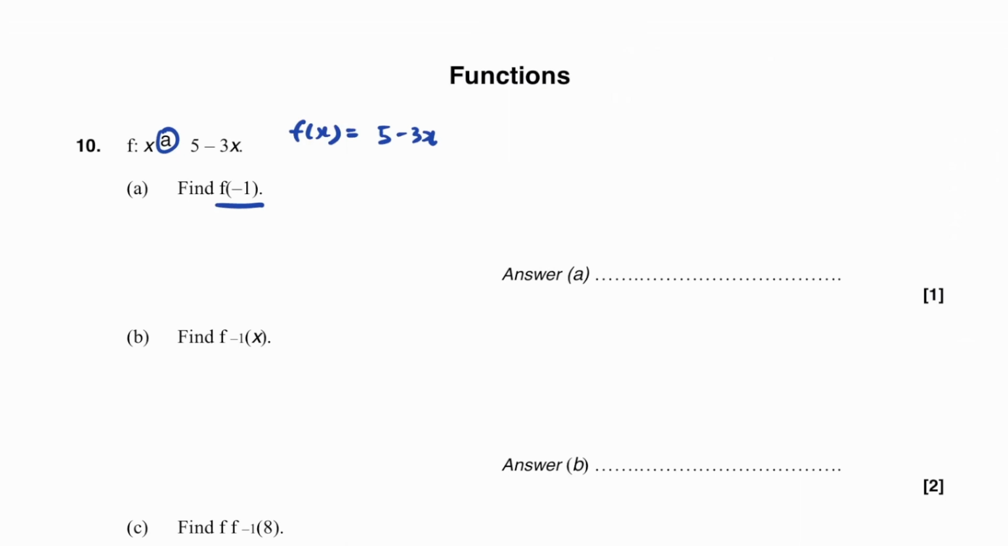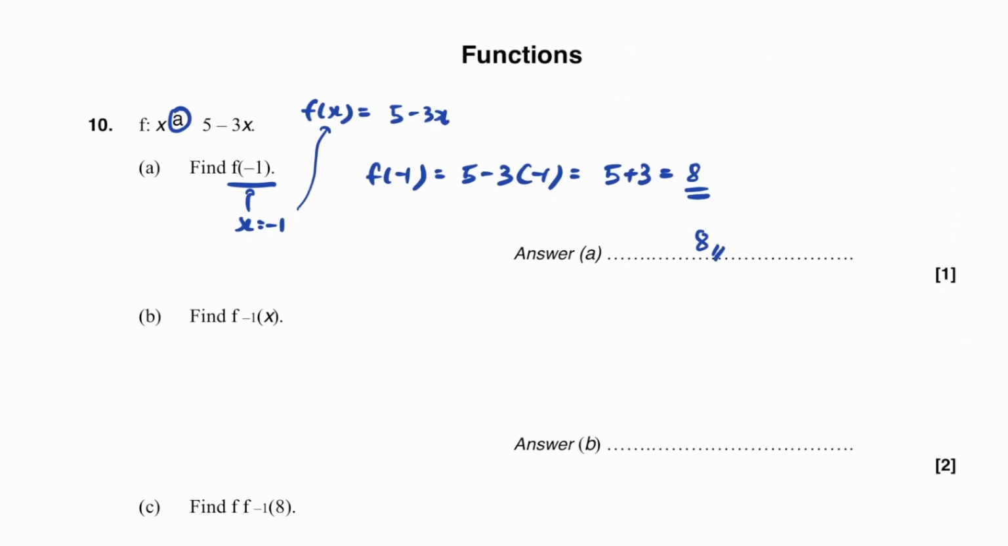So you just need to sub x equal to negative 1, put it in, f of negative 1, 5 minus 3 times negative 1, that will be 5 plus 3, so that will be 8. So the answer that you have to write should be 8. So that should get you 1 mark over there.